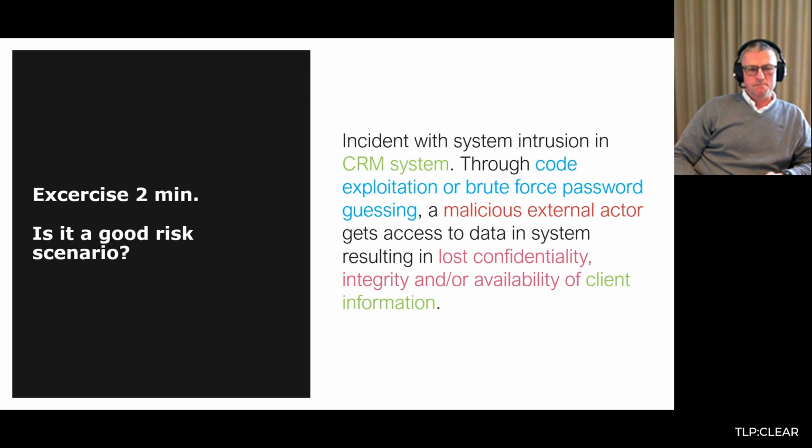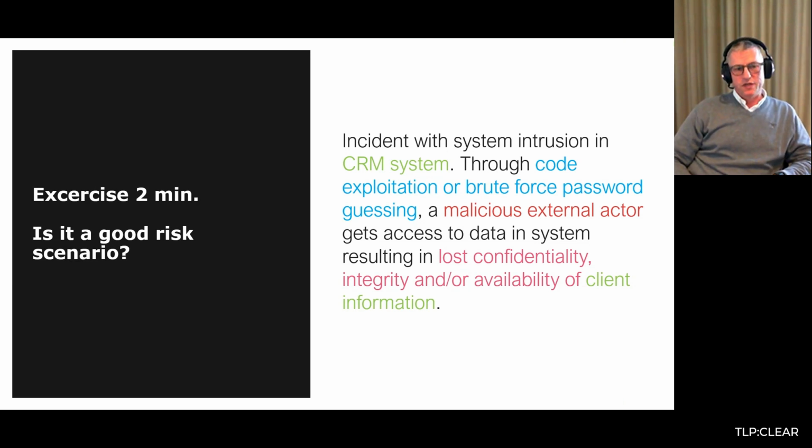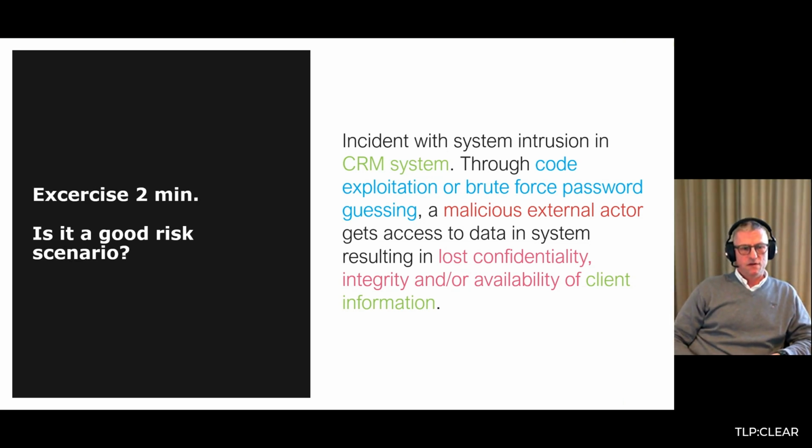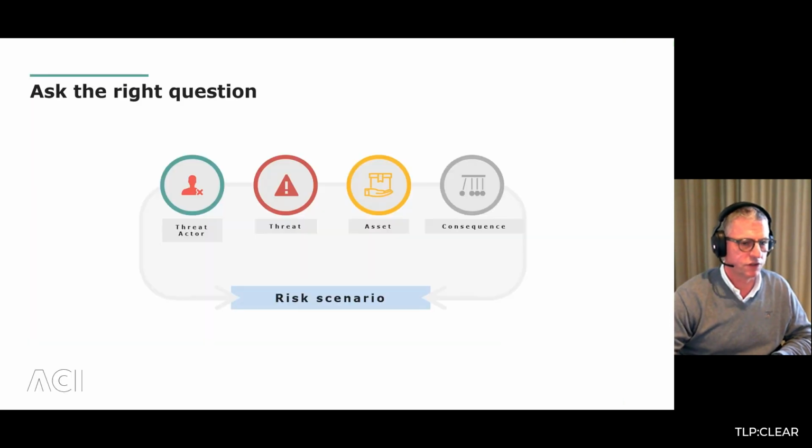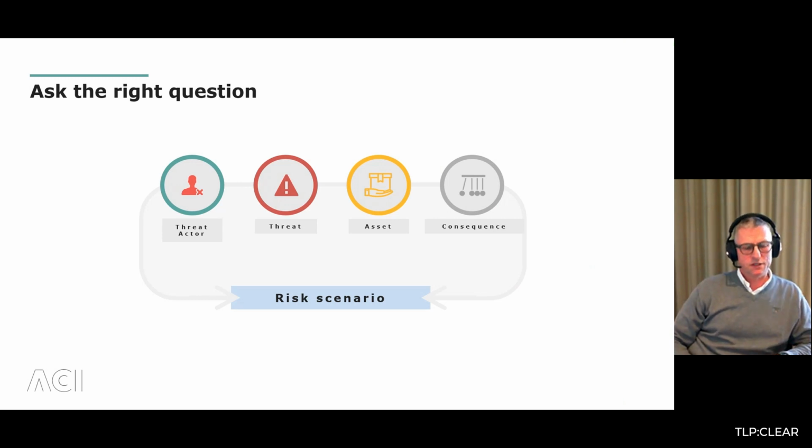Is there a threat actor? Yes, there is. It's the red one. It's a malicious external actor. And is there a description of the effect or the consequence of this incident? Yes, there is. It's a loss of confidentiality, integrity, or availability. So in this example, you have a good risk scenario that complies to the rule that we just discussed. It has these 4 elements.